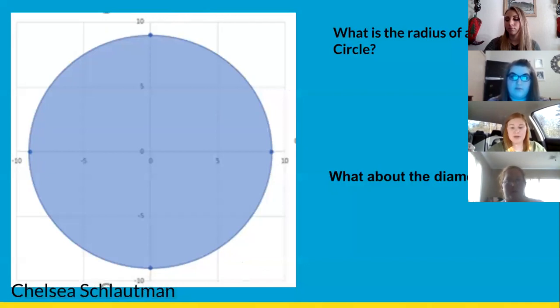And the diameter is the distance across the circle from any outer edge to the other across from it. So in this example, you can see we start at -9 here along the x-axis, and then we can move all the way over here to the +9. So the diameter goes from one side to the other at any point on the circle.